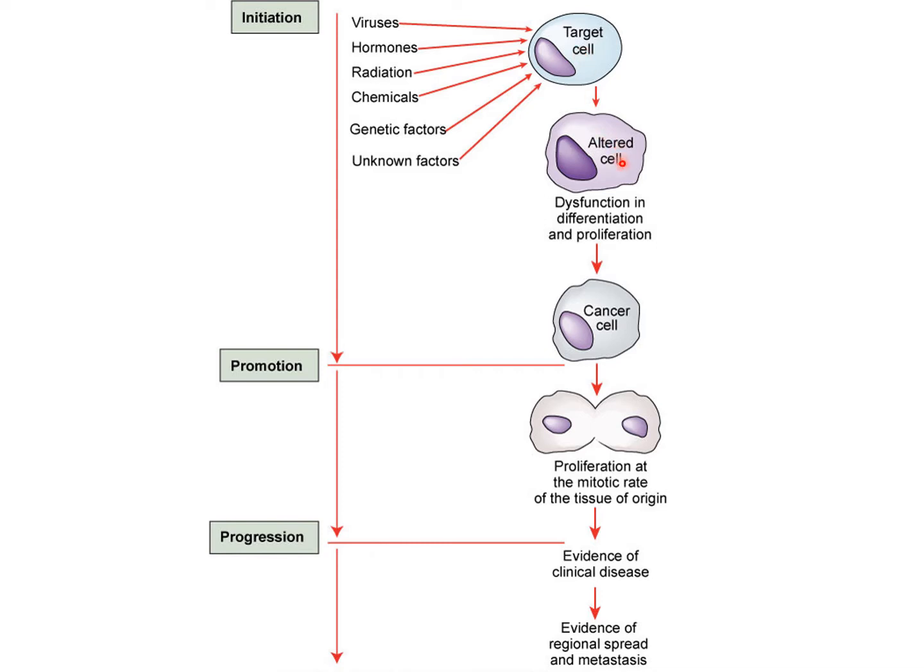So now you have an altered cell, there's dysfunction in differentiation and proliferation. This goes on, and next thing you know, you have a cancer cell. And remember, the cancer cell is very powerful. It has the capacity to create its own blood cells. It has capacity to proliferate. So all of that happens here. So this is known as promotion. So now you're getting a proliferation of all these different types of cancer cells.